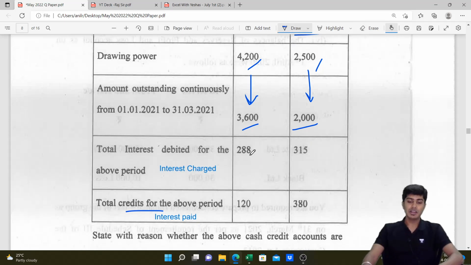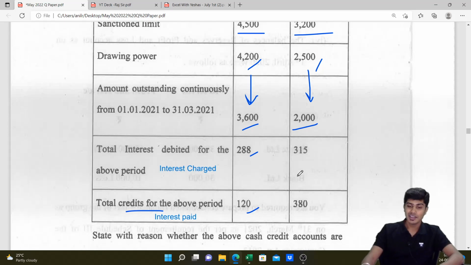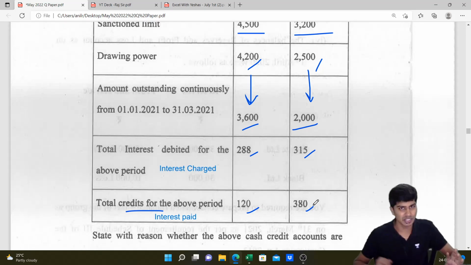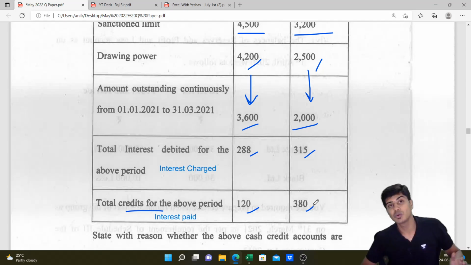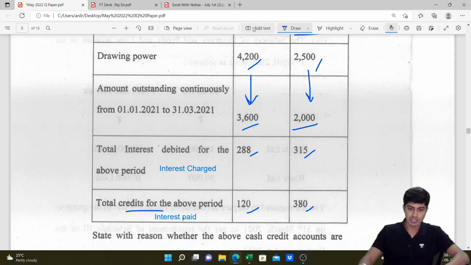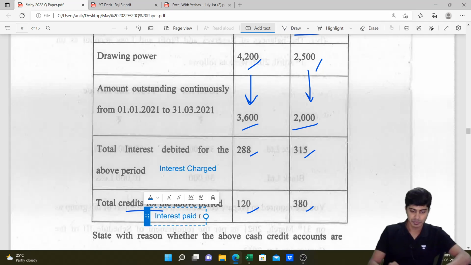Yeah, so let's get back. 288 rupees interest is charged, 120 rupees interest is paid, so interest is outstanding. Here, 315 rupees interest is charged, 380 rupees is paid. You paid excess. Maybe the excess contribution is not necessarily towards interest. It is amount paid towards principal also. Instead of calling it interest paid, I can call this amount paid.